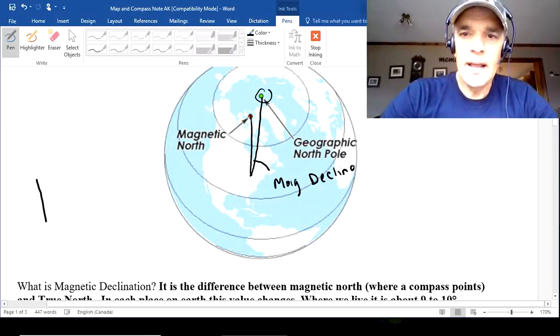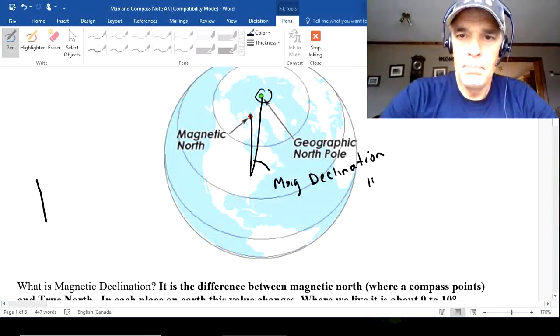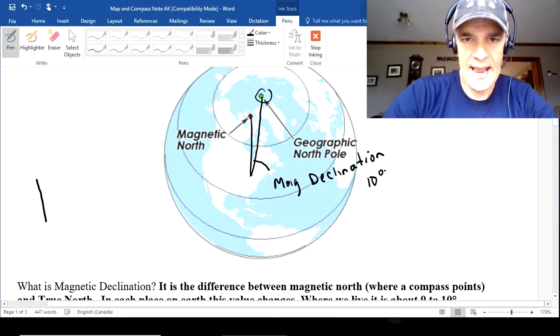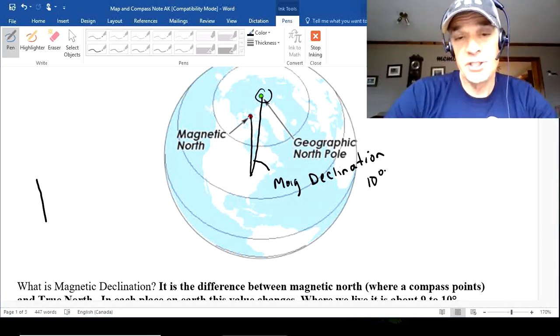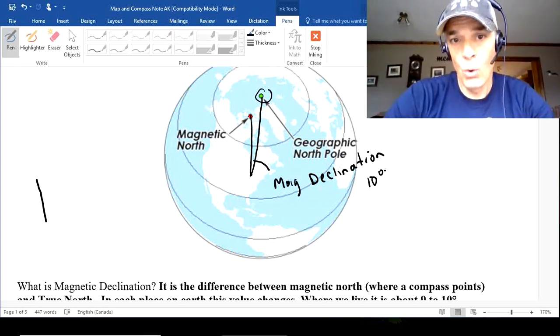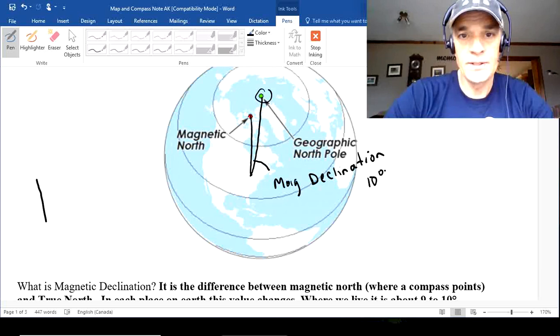declination, and it is in our area about, generally speaking, I think it's 9 degrees, but most people just go with 10 because it's 9.1 or something like that degrees. And it's shifting every year. It's changing. So it could go from 9.12 to 9.14 to 9.16. It's fairly small shifts every year, but it is changing all the time.